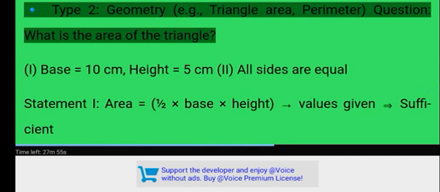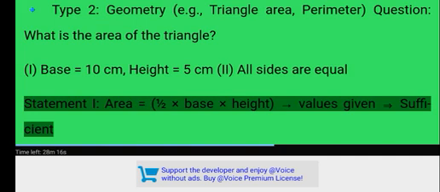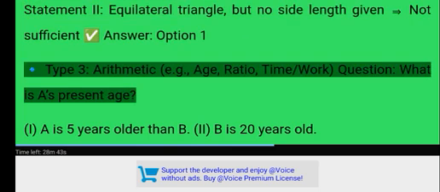What is the area of the triangle? 1. Base equals 10 centimeters, height equals 5 centimeters. 2. All sides are equal. Statement 1: Area equals 1/2 times base times height, and the values are given, so it is sufficient. Statement 2: Equilateral triangle, but no side length given, so it is not sufficient. Answer: Option 1.